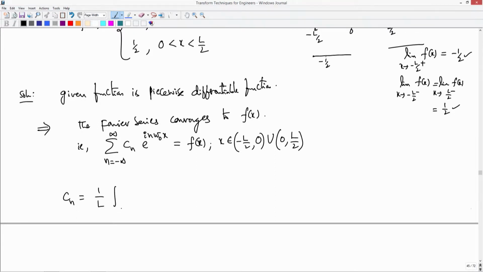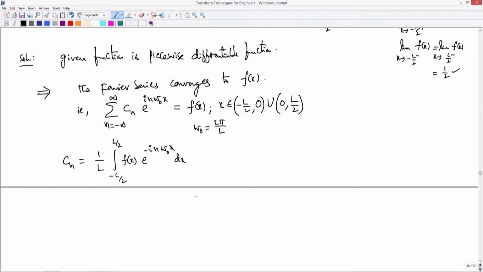integral from minus L by 2 to L by 2 of f(x) e power minus i n w naught x dx. What is your w naught? W naught is 2 pi by L. So, these are your Fourier coefficients.